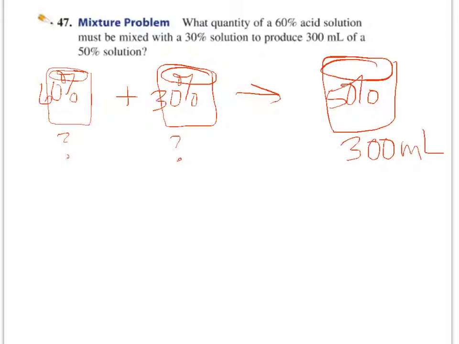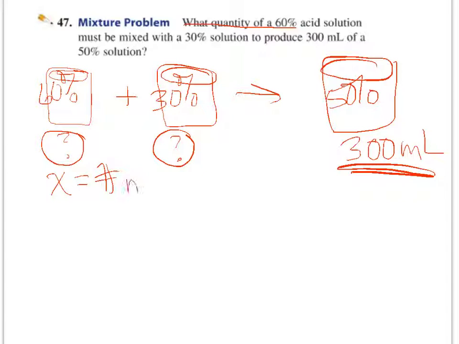So there's my key idea. My key idea is that I've got to end up with 300 milliliters of solution, and I don't know how much of either of these I'm using. So suppose, since we want to find the quantity of 60% solution, we let that be X. So X is the number of milliliters of 60% acid solution that we need.